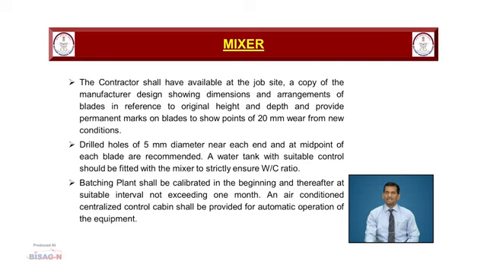A water tank with suitable control should be fitted with the mixer to strictly ensure the water cement ratio. The batching plant shall be calibrated in the beginning and thereafter at suitable intervals not exceeding 1 month. An air conditioned centralized control cabin shall be provided for automatic operation of the equipment.